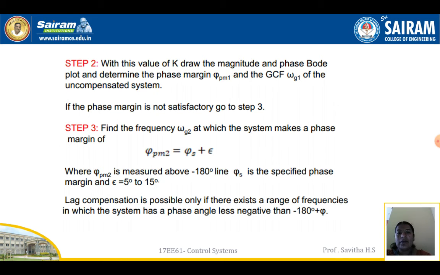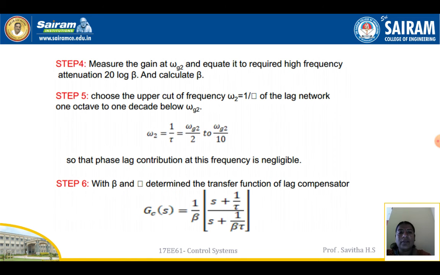Step 3. Find the frequency omega g2 at which the system has a phase margin phi pm2 equal to phi s plus epsilon, where phi pm2 is measured above the minus 180 degree line, phi s is the specified phase margin, and epsilon is 5 degrees to 15 degrees. Lag compensation is possible only if there exists a range of frequencies in which the system has a phase angle less negative than minus 180 degrees plus phi s.